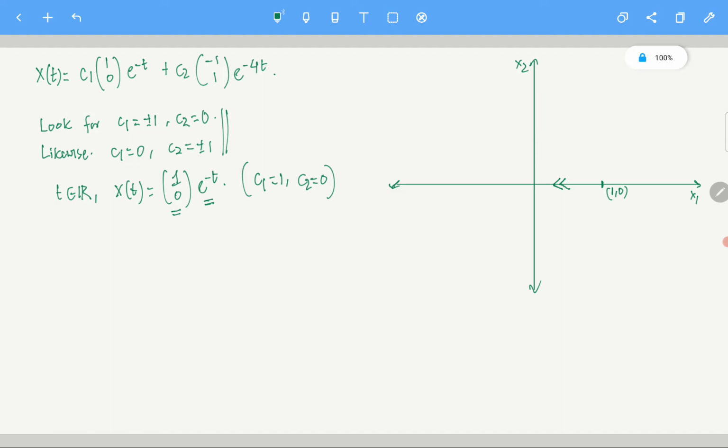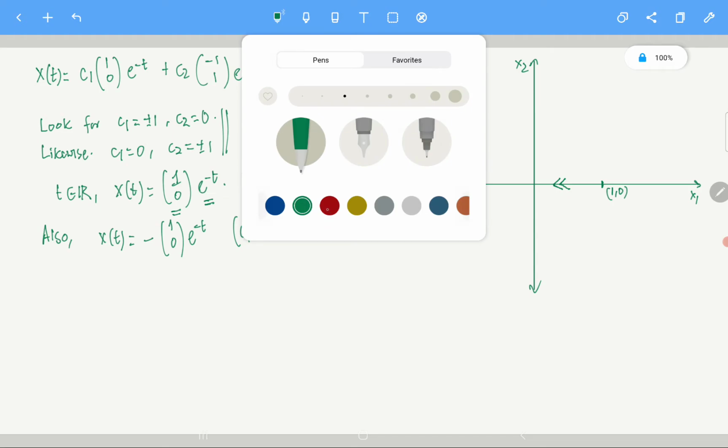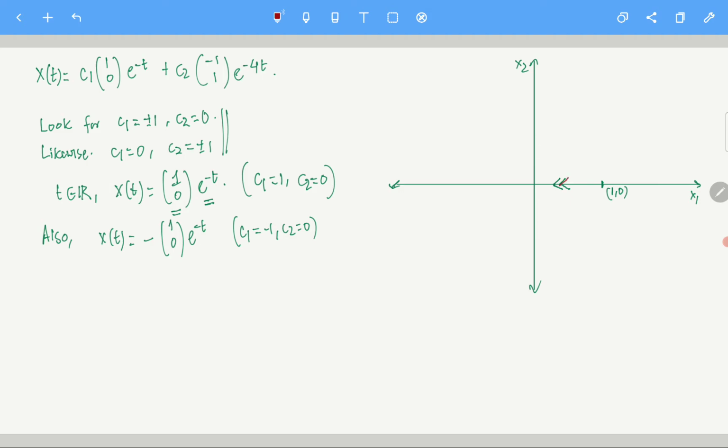Corresponding to this, you can get another solution x of t, which is minus (1, 0) e power minus t. This is for c1 equals minus 1 and c2 equals 0, which will be just the mirrored image on the other side. Maybe I can use some different colors. It will be better that way. So this is this and this is this.